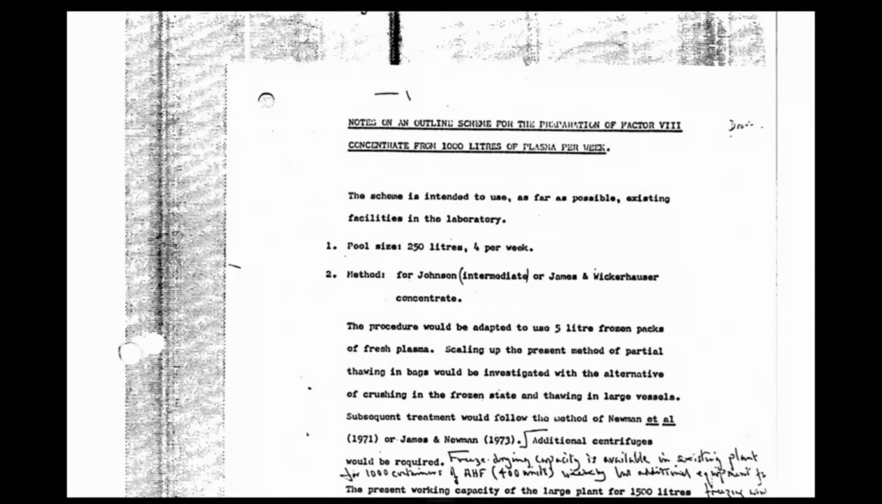What it says is that, and I quote, "This scheme is intended to use, as far as possible, existing facilities in the lab. 1. Pool sizes 250 litres 4 per week." 250 litres would equate to about 1,375 donors. If we look just below where the handwriting is, we can see these words: "the present working capacity of the large plant for 1,500 litres of plasma weekly includes 200 litres of supernatant from fresh plasma."